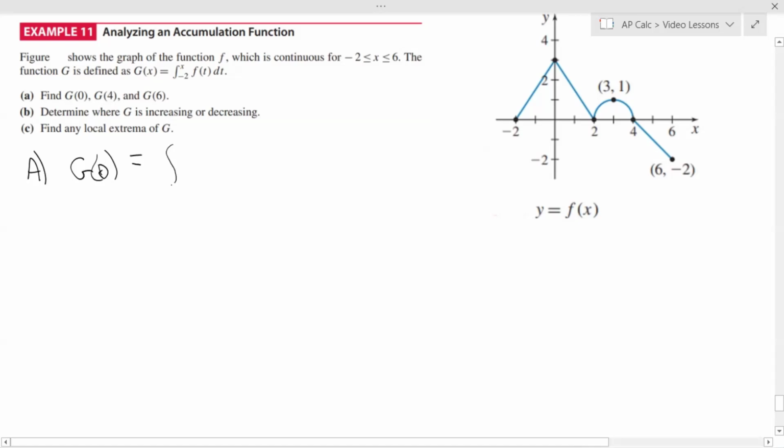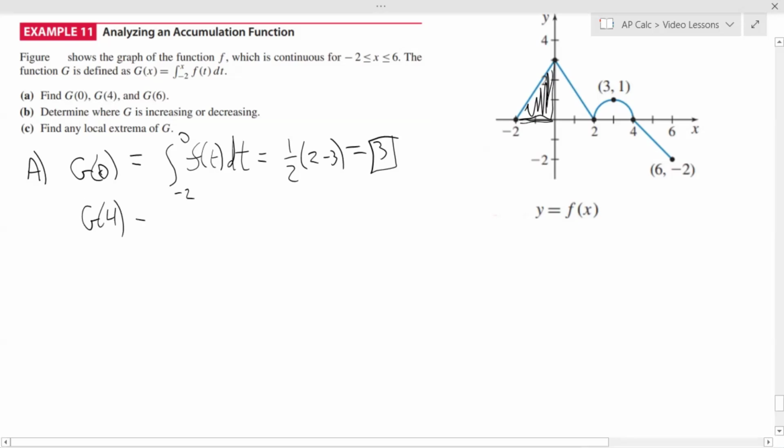Okay, that's going to be the integral from -2 to 0 of f of t dt. All right. So it's this interval, -2 to 0. And if you look, the area of this region is just a triangle of base 2 and height 3. So it's 1/2 times 2 times 3, which equals 3. Now, there are no units involved here, so the answer is just 3.